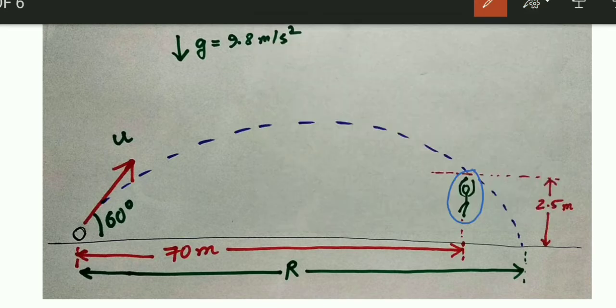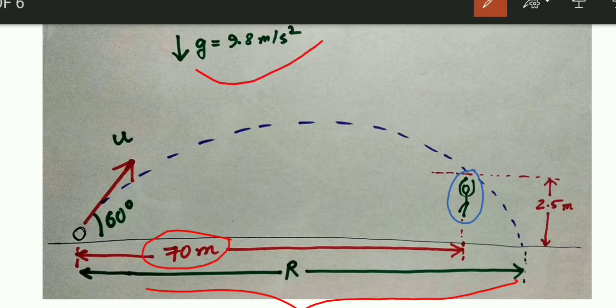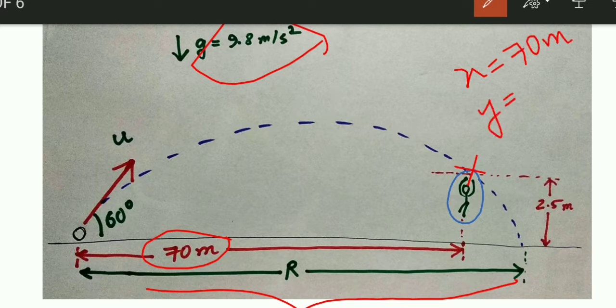This height is 2.5 meter and Jason Gillespie is jumping, and the boundary rope is situated at 70 meter. Here I have shown this full range as R, and g is given as 9.8 meter per second squared. Now we have been given a point: when x is equal to 70 meter, we have corresponding y equal to 2.5 meter. We are asked to find the range and u, the initial velocity.